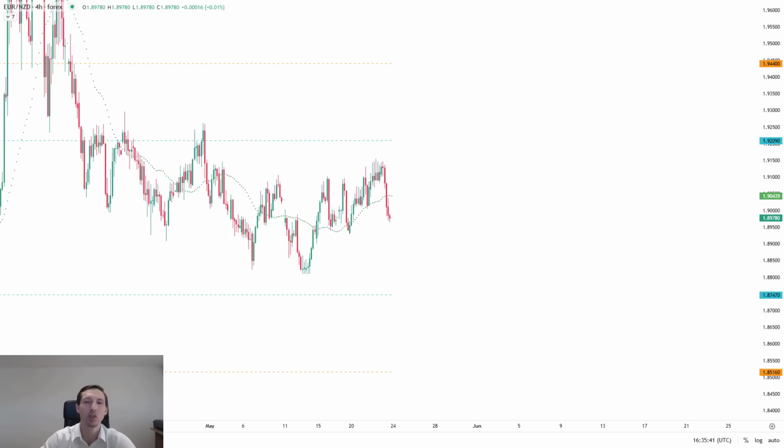Wrapping up the Forex universe with the New Zealand pairs before moving on to gold and silver. Starting with Euro New Zealand, I can either buy this market or do nothing. I cannot sell this market next week. And I'm only going to be trading these after the RBNZ on Wednesday.